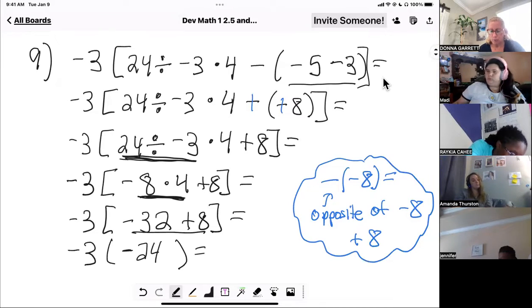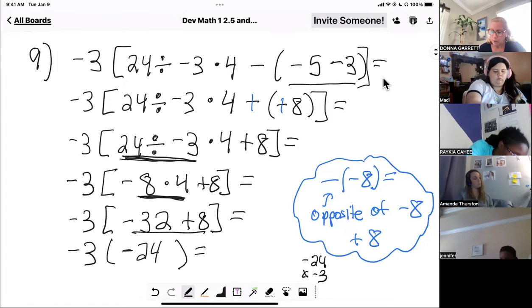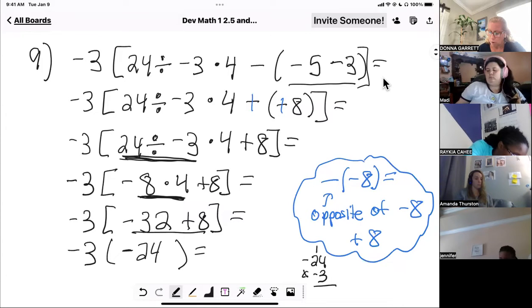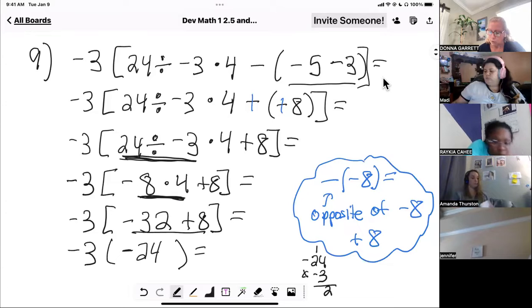And then I can multiply them. I'll do it over here, -24 times -3. Well, two negatives multiplied become a positive, so 3 times 2 is 6 plus 1 is 7. So the answer would be positive 72.